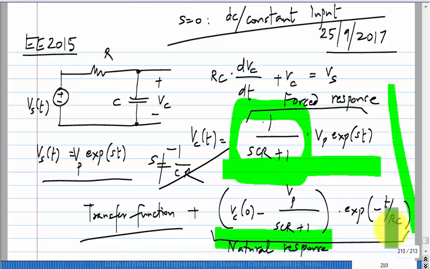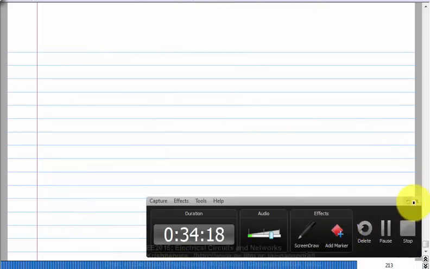The forced response part will be different, but the form will be the same. For instance, maybe it's a good thing to do as an exercise. Let's say, please write the total solution for I1 with an input Vp exponential St, and let's assume for simplicity that S is not equal to minus 1 by RC. What is the answer? How did you try to do this? Yeah, again, there are many ways to do this.